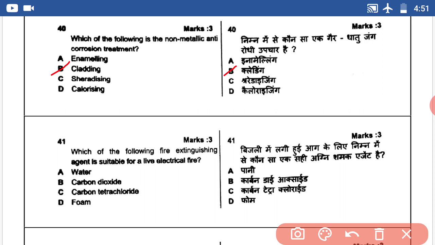Question number 41. Which of the following fire extinguishing agents is suitable for a live electrical fire? For a live electrical fire, the extinguishing agent used is carbon dioxide. Answer B.